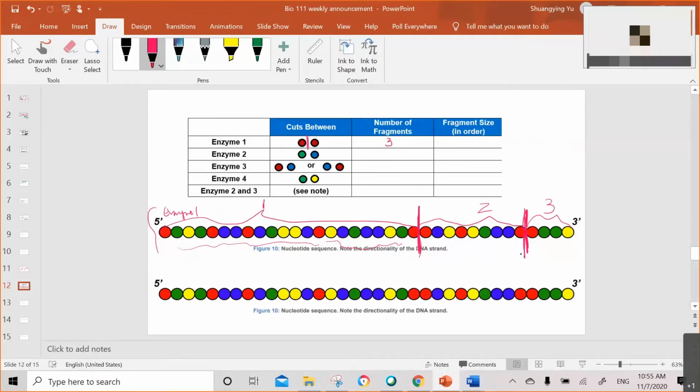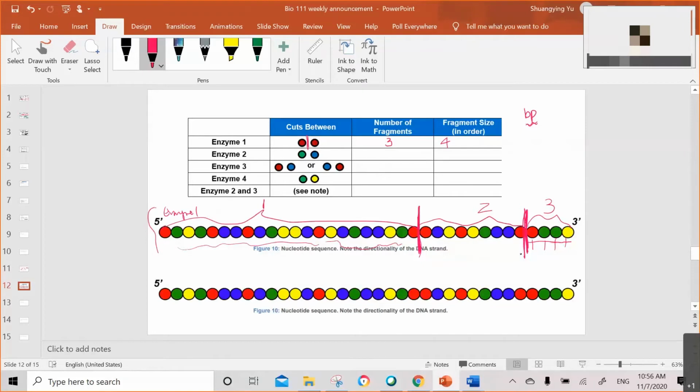All right, now let's figure out the fragment size. So let's just start with the smallest one, because it says you have to put the size in order, from smallest to the largest. Okay. So how many nucleotides do you see in fragment 3? 1, 2, 3, 4. 4, very good. So 4. You usually should put a unit there. Right? So the unit is a base pair. We talked about this during the case study. Remember base pair, BP?